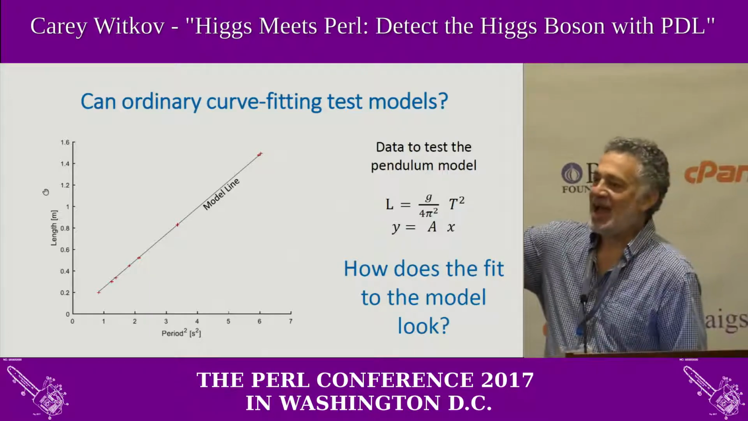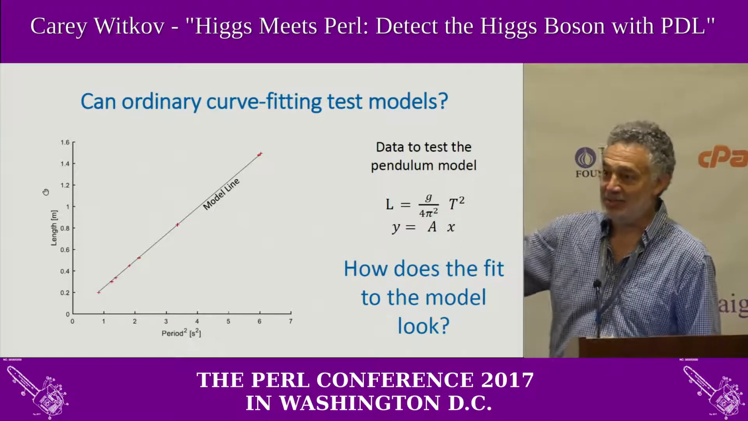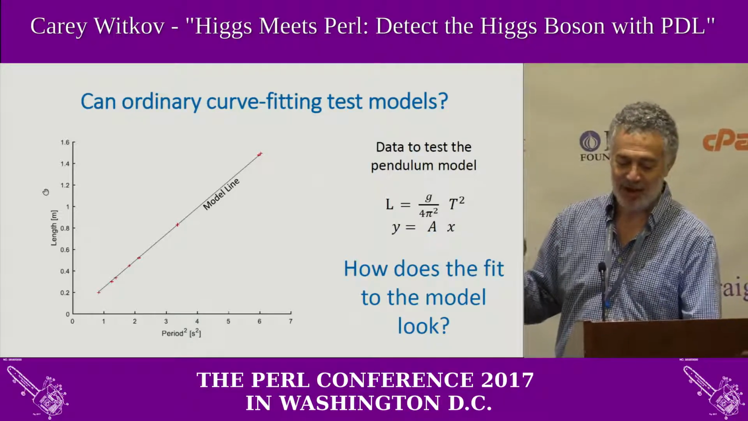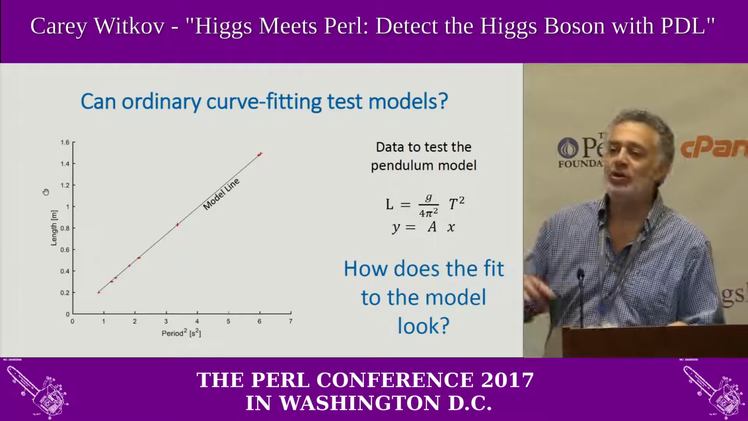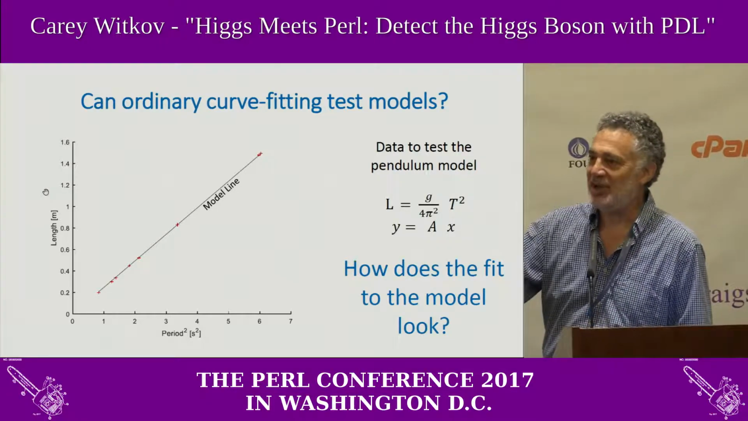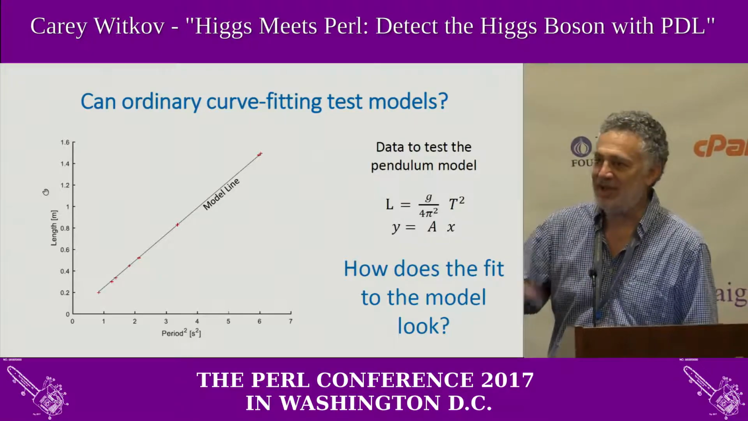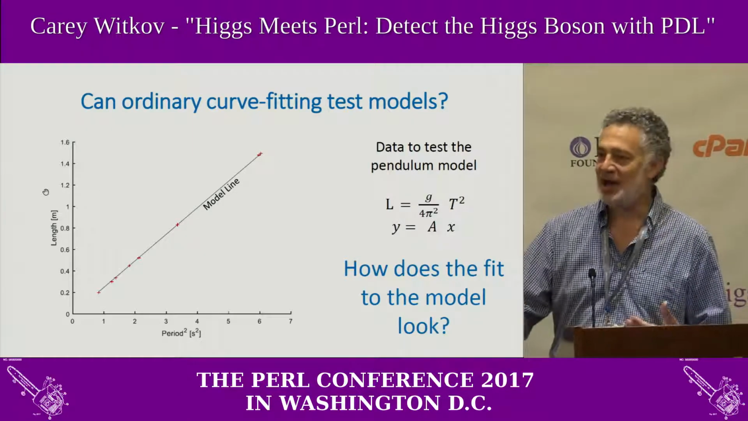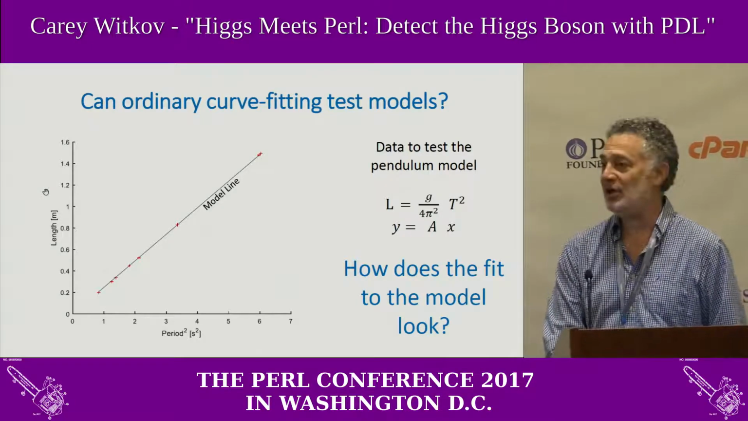Notice the line is not a best fit line. It's actually the model line. This is the model based upon those parameters, g over 4 pi squared, so we know what those should be. Those points are not individual data points. Those are each a mean from multiple repeated measurements. So there's the model, there's the data. How does the fit to the model look?